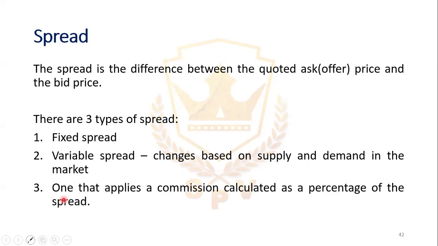So the spread basically reflects the riskiness of a currency pair. The more exotic and the more illiquid the pair, the wider the spread. That's why you find that major pairs have a thinner spread compared to exotic pairs and cross pairs.